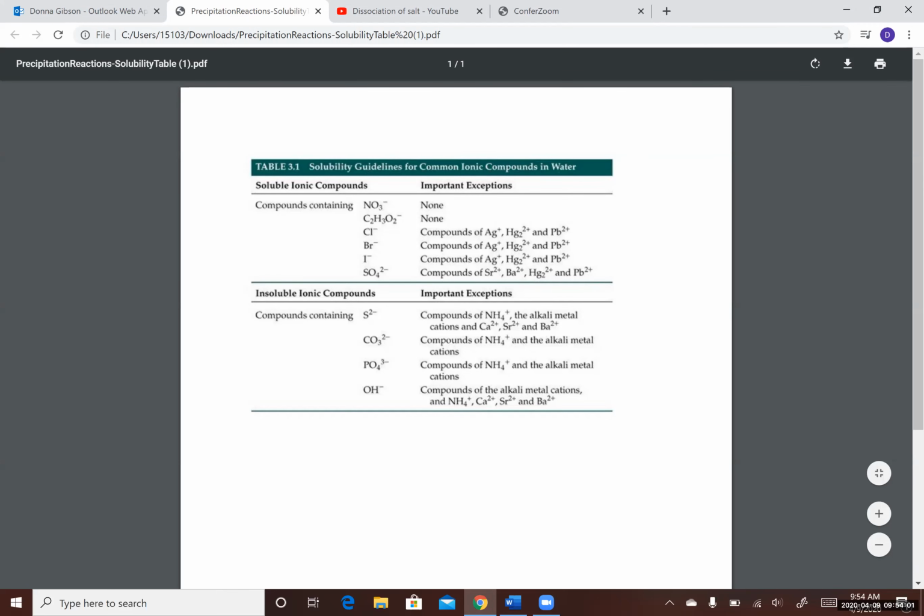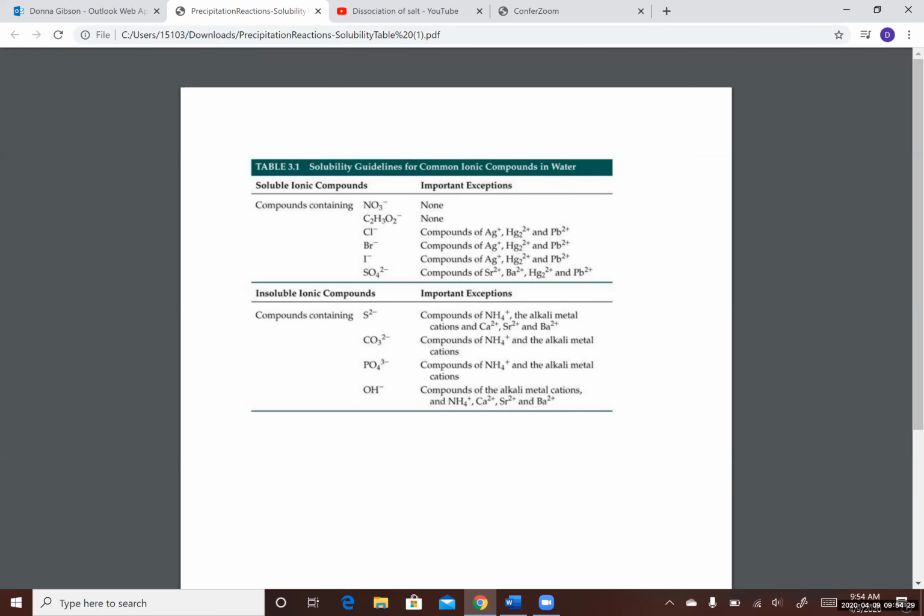All nitrates are soluble. When you come down here to the bromides, you're going to see that bromides are soluble unless they're silver, mercury, or lead. And then if you come down to the bottom one, this is telling you all sulfides are insoluble, except for ones with ammonium, alkali metals. And remember, alkali metals are metals in group 1. Also calcium, strontium, and barium. You don't need to memorize this table. You will always be given this table.